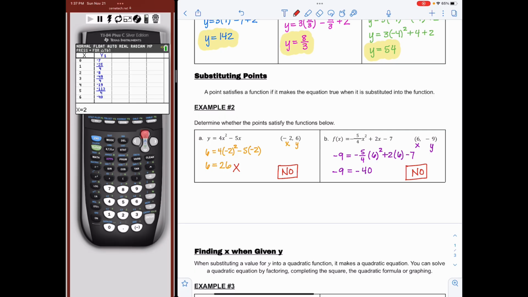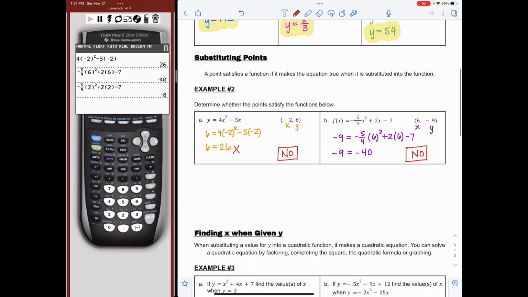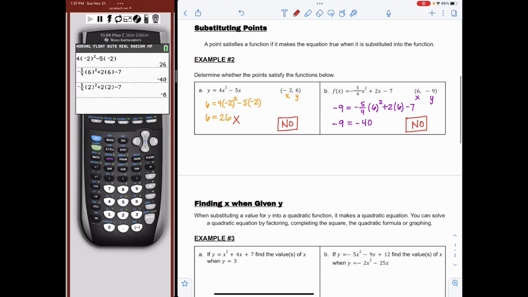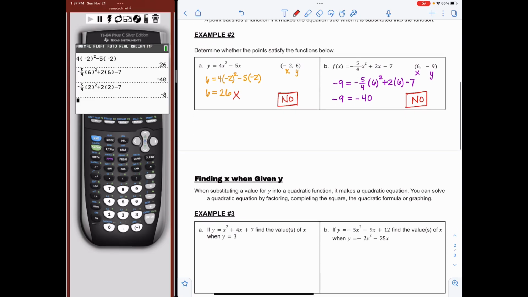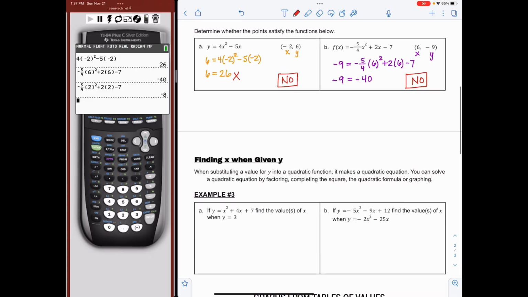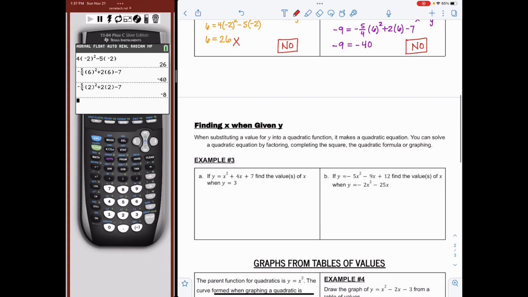A point that would lie on the line that would satisfy B would be 2, negative 8, because it lies on that point. And we already know that if we were to substitute 2 for our x here, it would give us the negative 8. Okay, so basically plug your point in for x and y, simplify each side, and if the sides are equal, it is a solution and it satisfies the function. If it is not equal, then it does not satisfy the function.